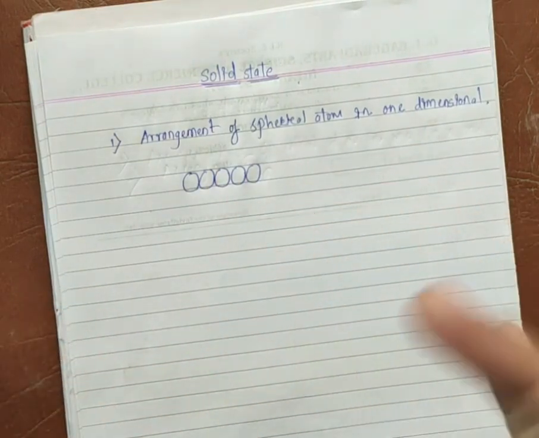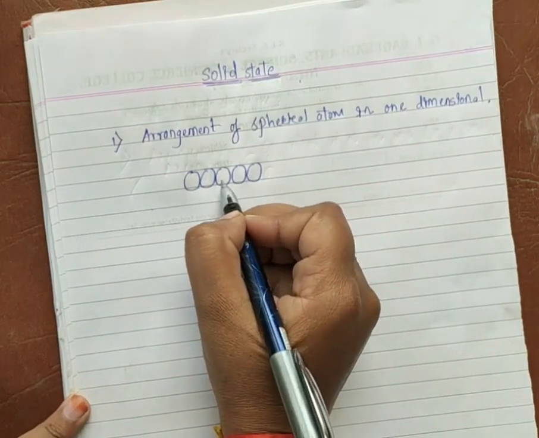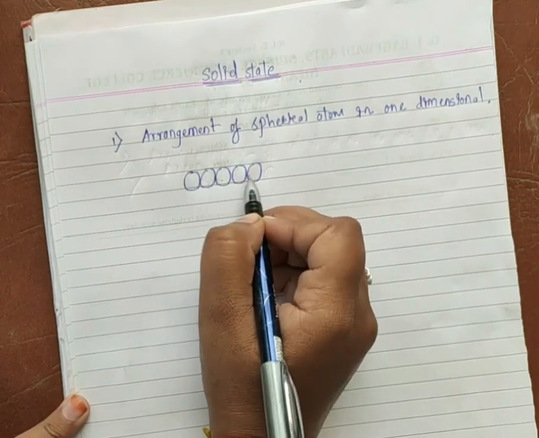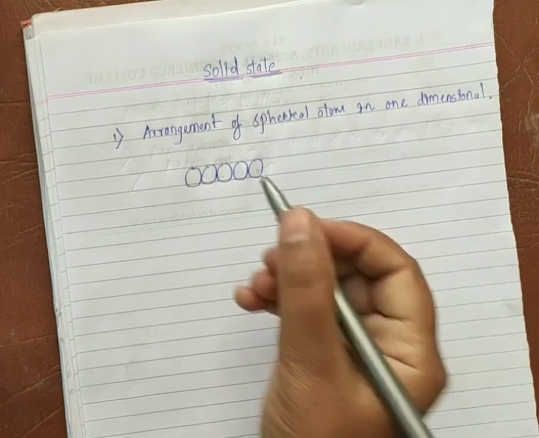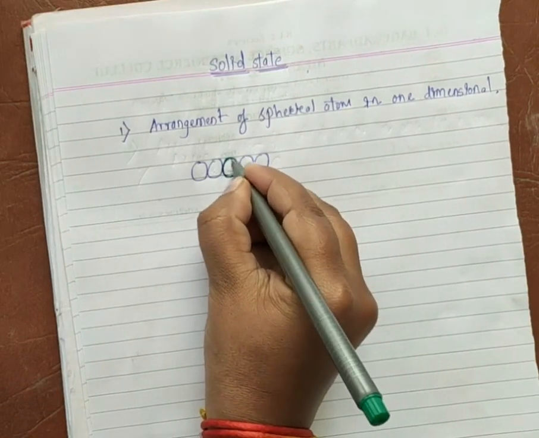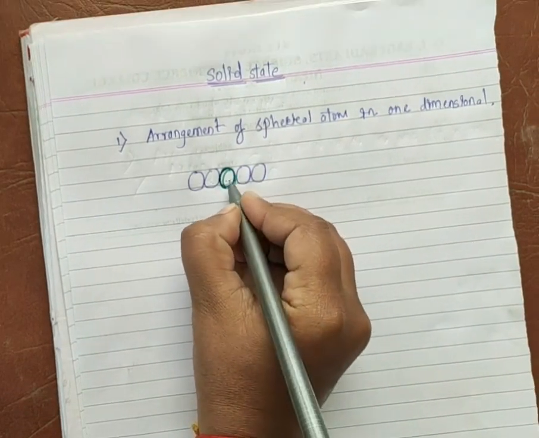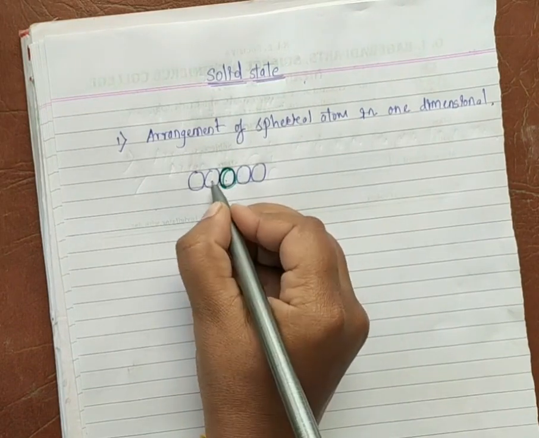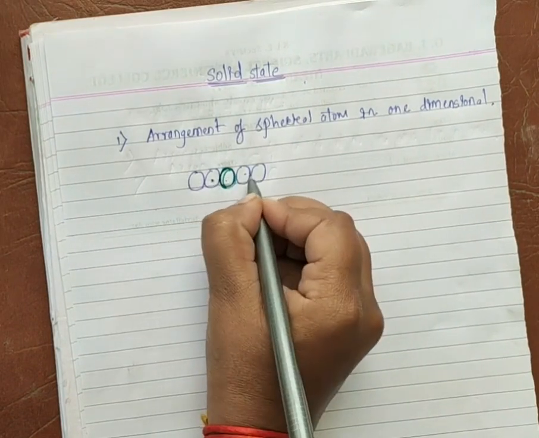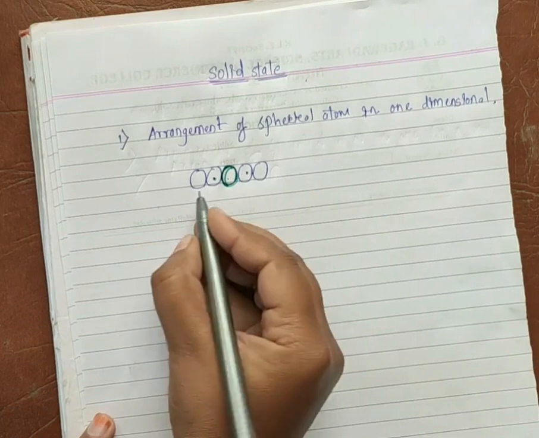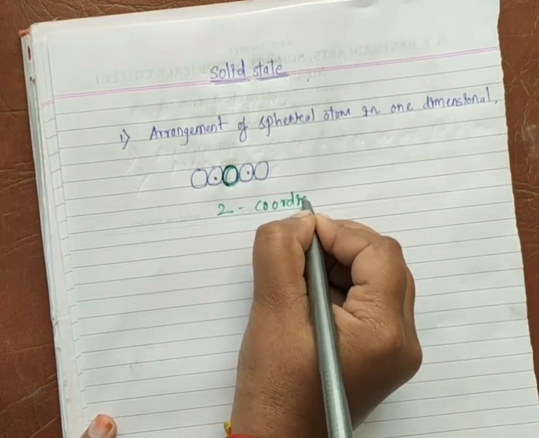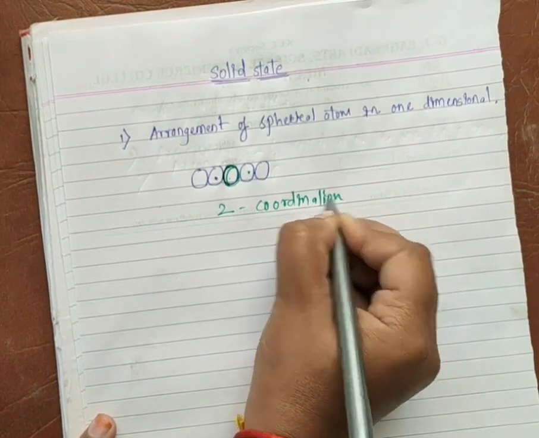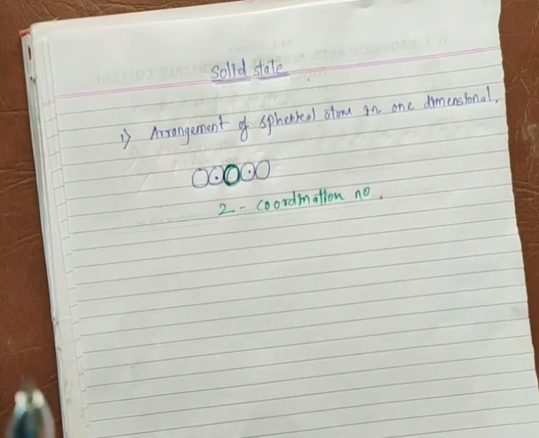In my last video I told that each atom remains in contact with two neighboring atoms. Suppose I consider this atom, it will be in contact with these two neighboring atoms, hence it has 2 as its coordination number.